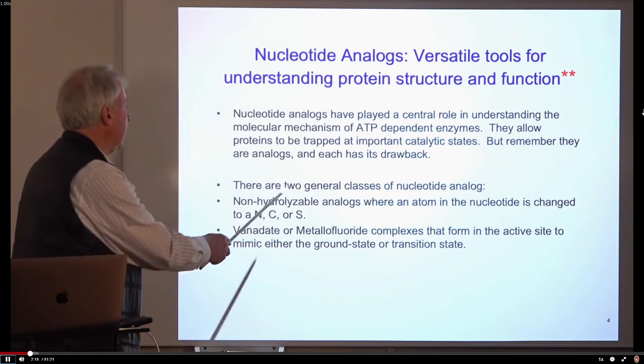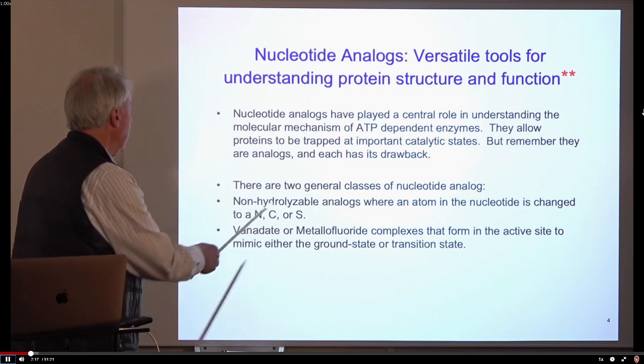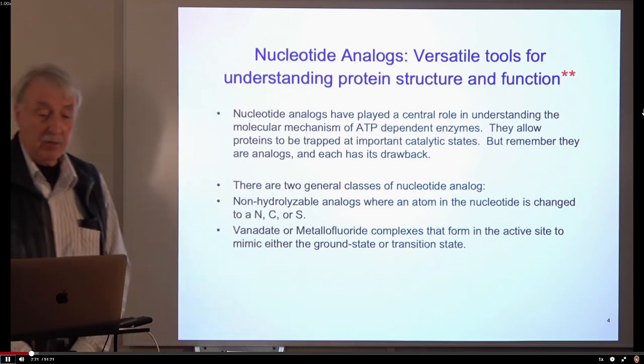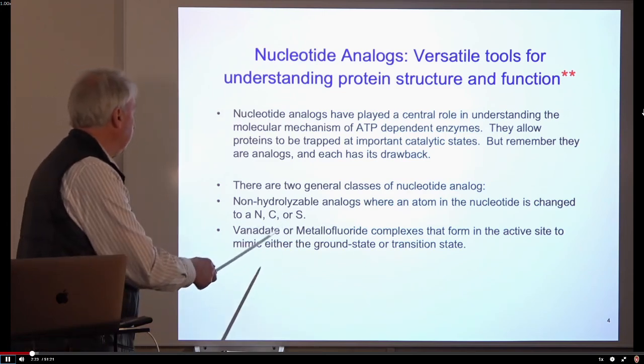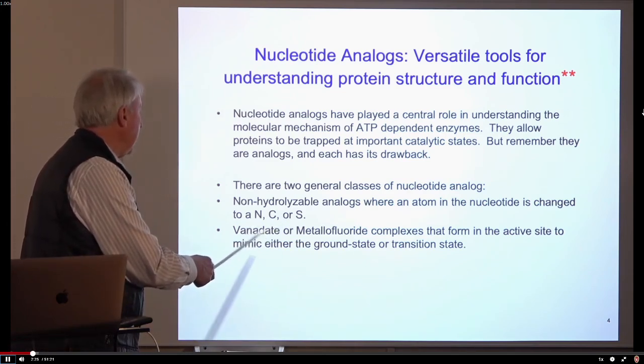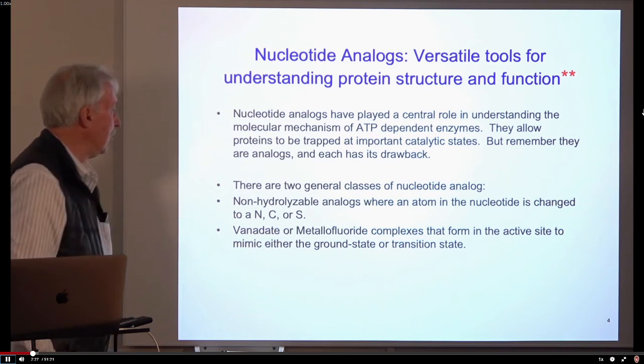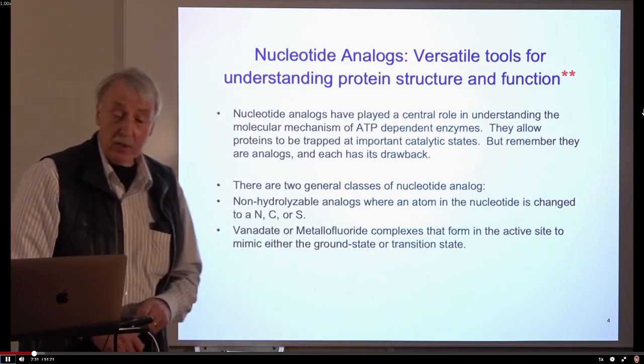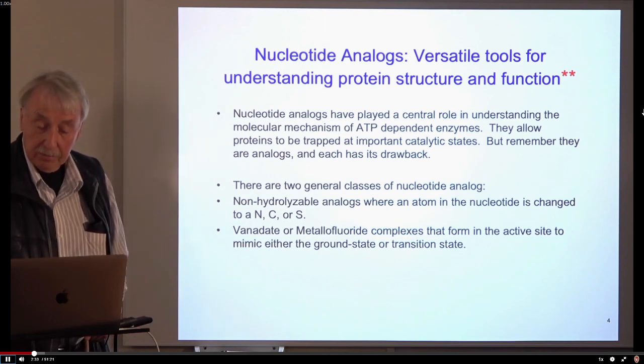There are two general classes of nucleotide analog. There are the non-hydrolyzable analogs, where an atom in the nucleotide is replaced by a nitrogen, carbon, or sulfur. And then there are the vanadate or metallofluoride complexes that form spontaneously in the active site to mimic either the ground state or the transition state.